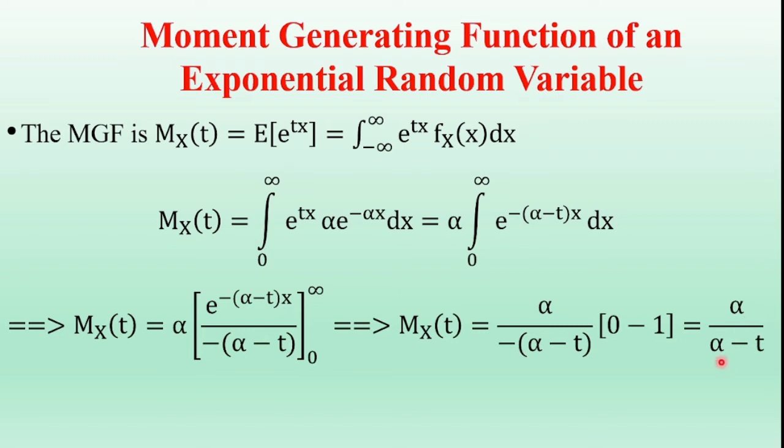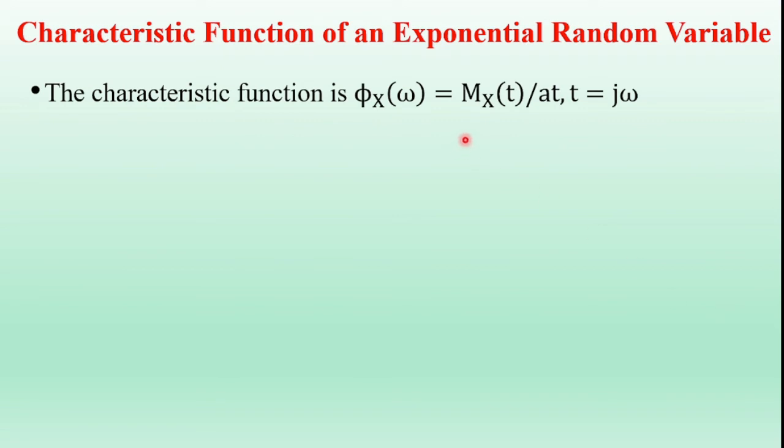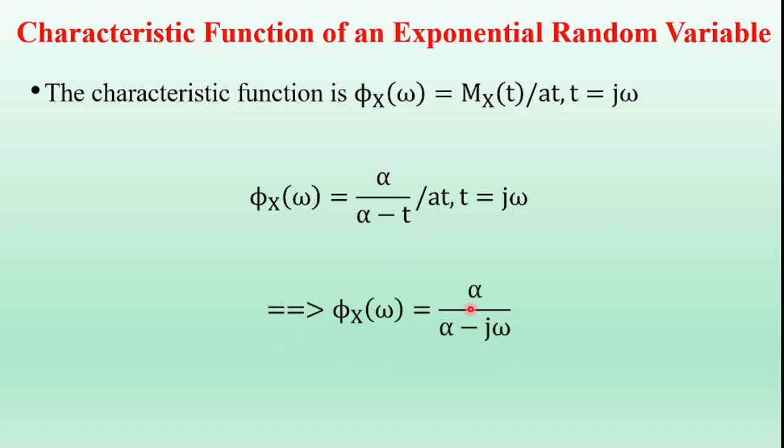Next, we can derive the characteristic function of an exponential random variable. In this equation, small t is substituted by j omega, and we get the characteristic function of an exponential random variable. So phi_X(omega) is equal to M_X(t) at t equal to j omega. So the moment generating function of the exponential random variable is alpha by (alpha minus t) at t equal to j omega. Substituting t equal to j omega, we get phi_X(omega) is equal to alpha by (alpha minus j omega). So this is the derivation of the characteristic function of an exponential random variable.